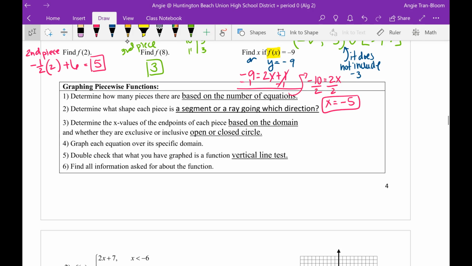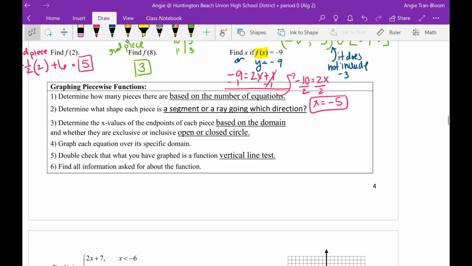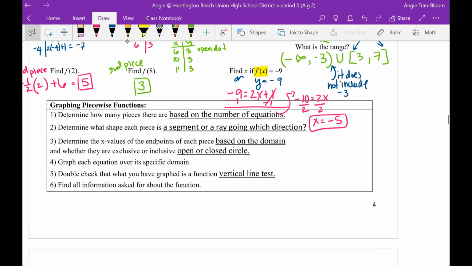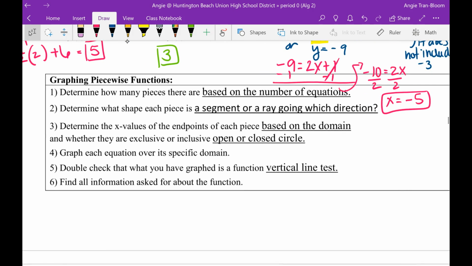this one says graphing piecewise functions. Okay, I'm going to ask you to help me read it really quickly. So, Joe, can you help me read number 1, please? Determine how many pieces there are based on the number of equations. Perfect. Okay, so determine how many pieces. Can you please help me read number 2? Read number 2. Determine what shape each piece is, a segment or a ray, going in which direction.